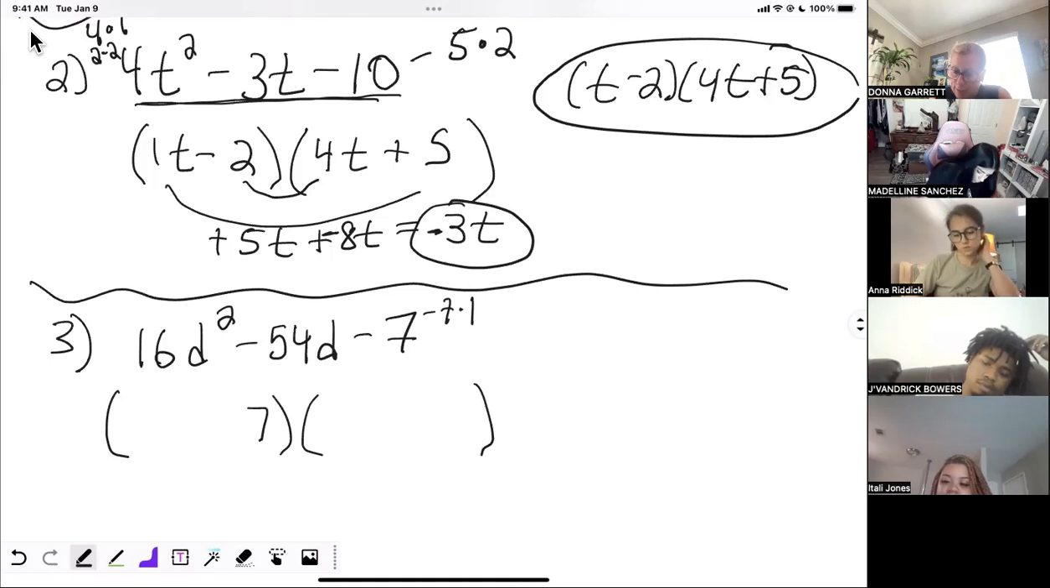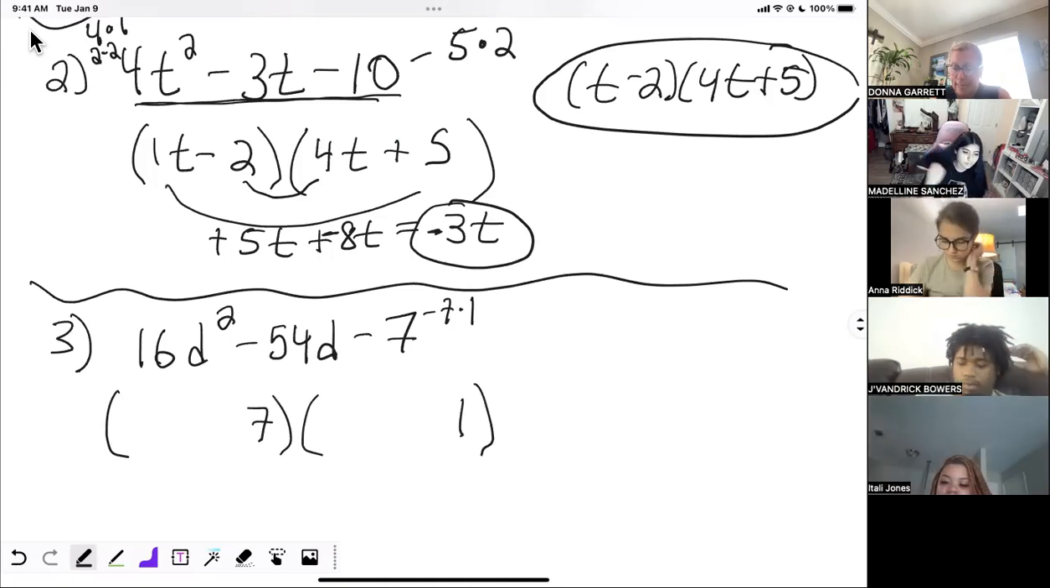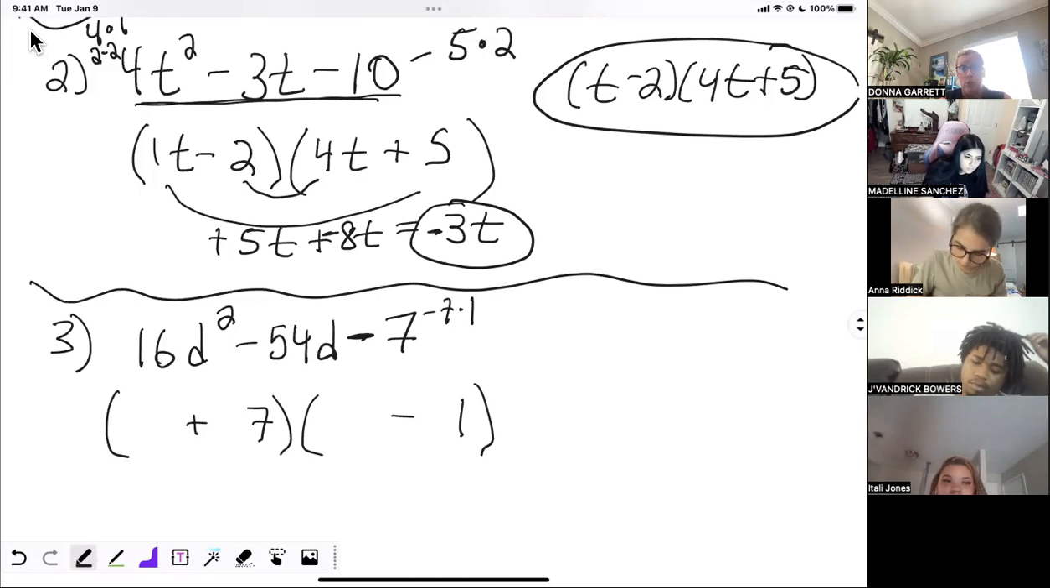So I can put a 7 and 1 right in from the beginning. And I know my signs because the second is a minus, so I know one is going to be positive, one is going to be negative. So all I really have to figure out is what I'm using for 16. Am I using 16 and 1? Am I using 4 and 4? Am I using 8 and 2? So 16 and 1, 8 and 2, 4 and 4.